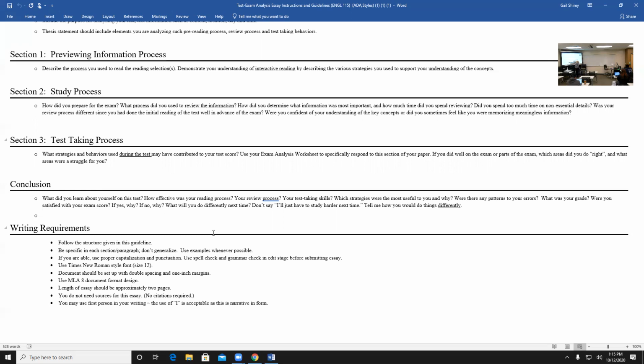I'm looking, are you specific in each section or paragraph? You're not just generalizing, you're actually giving me an example from it, in real life, real time. If you're able, you need to use proper capitalization and punctuation. Use spell check and grammar check in the editing stage before you submit your final draft.